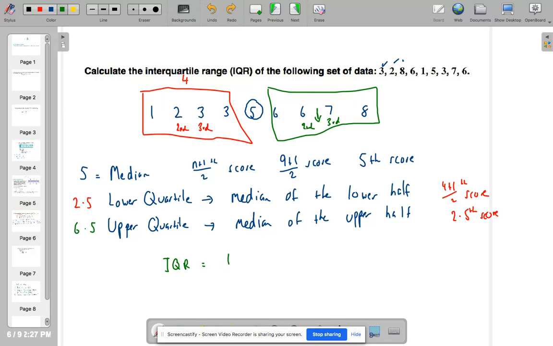So it's the upper quartile minus the lower quartile equals 6.5 minus 2.5 equals 4. That's the interquartile range. That was the original question. I had to find my values here, median, lower quartile, upper quartile. Then I subtract the 2 quartiles from each other.